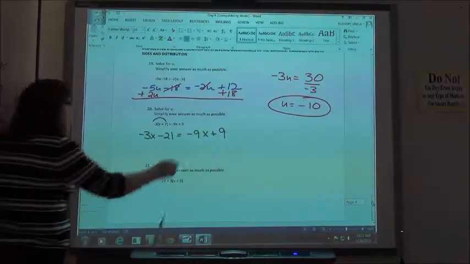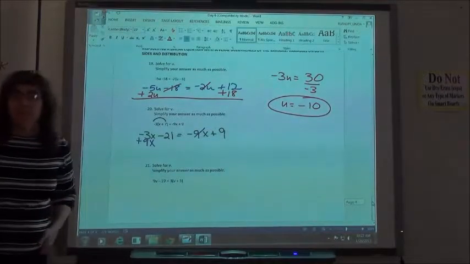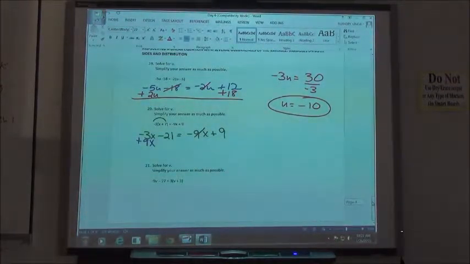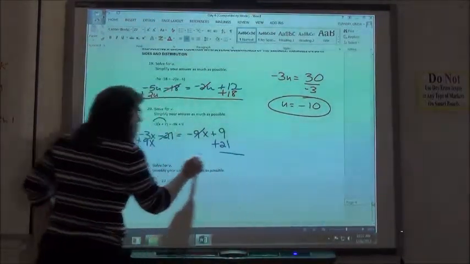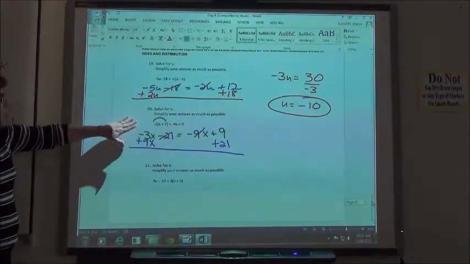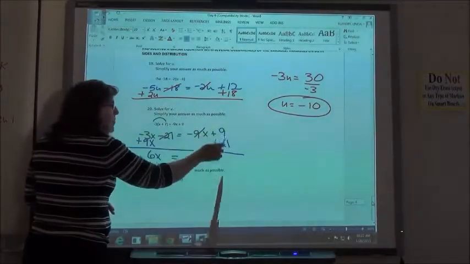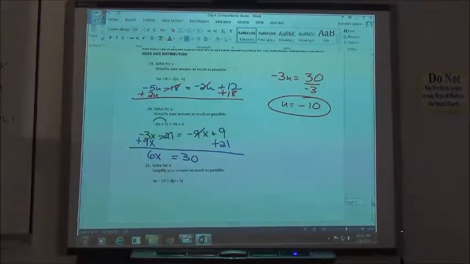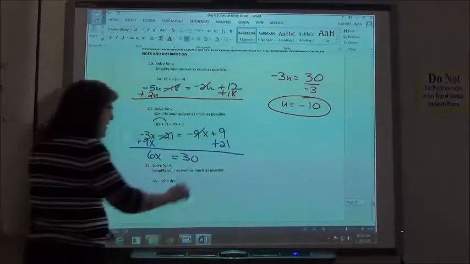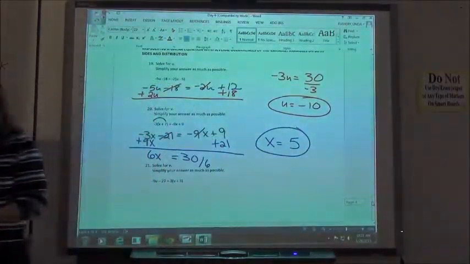Add the 9x to move that over here, and I want to move my number over, I'm going to add the 21. It's minus 21. We're going to make it a plus 21 when we move it to the opposite side. So negative 3 plus 9 would be 6x. 9 plus 21, 30. 6x equals 30. If I'm going to solve that for x, I have to divide by 6. X is going to equal 5. 30 divided by 6.